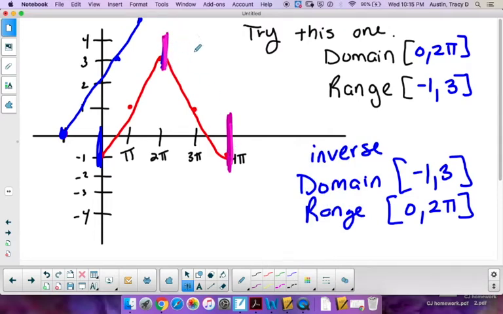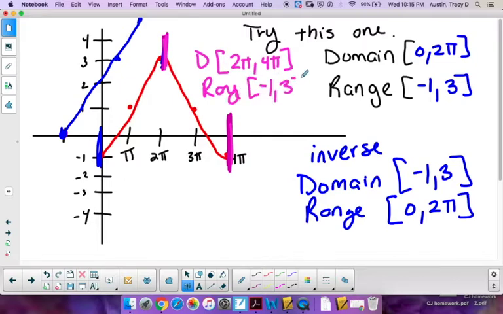So on this one, the domain would be from 2 pi to 4 pi, right? And the range would still be from -1 to 3. That doesn't change, because if you're picking something that is decreasing or increasing over the whole way, then you're still going to get the entire range of the function.